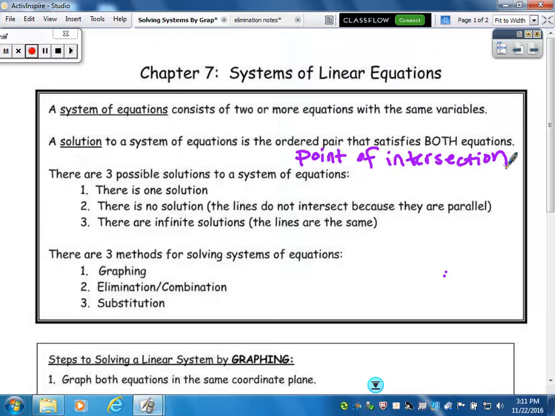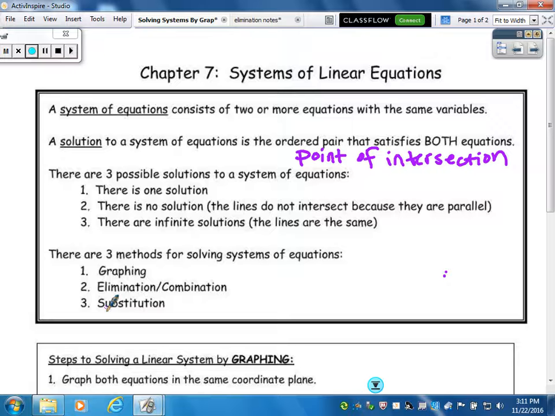There are 3 ways to solve. You've got graphing, elimination, and substitution. Today we're just talking about graphing. You can use any of these 3 ways at any time, but usually graphing's best when one or both of them are in slope-intercept form. Elimination is usually best if both of them are in standard form, and substitution is usually best for those that are kind of in between, where one's in one form and one's in the other. So as long as you've got a variable to solve for, substitution is the best.